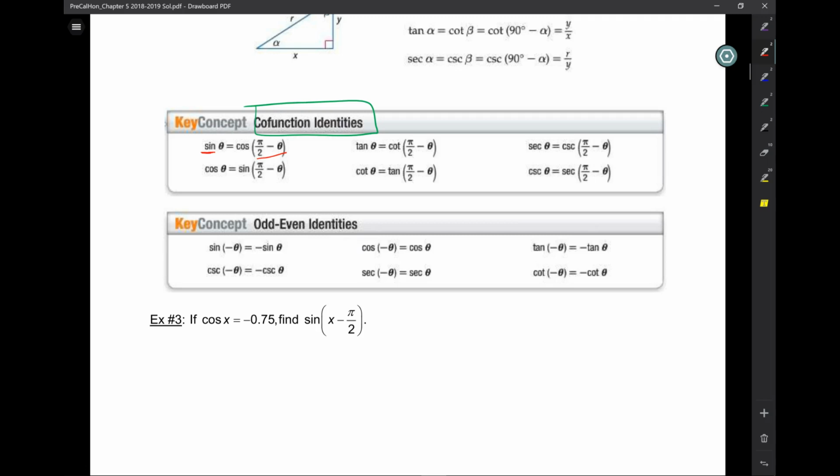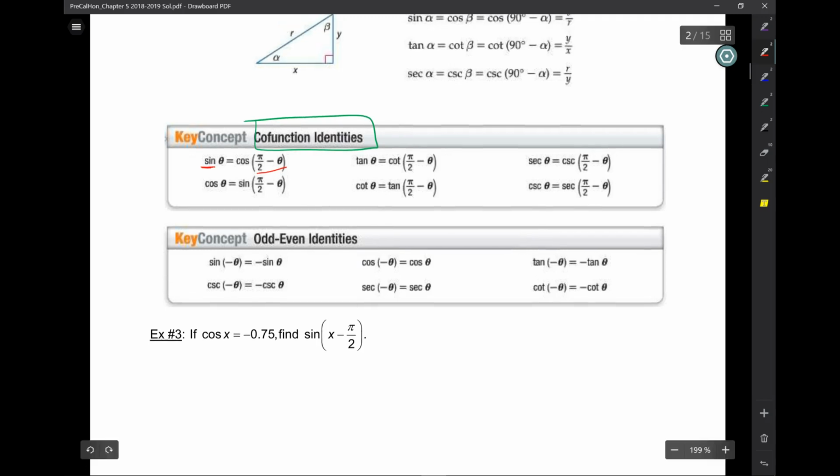Look, we always knew that sine of 30 and cosine of 30 are not the same. They're not. But sine of 45 and cosine of 45, they are the same. Why? Because 45 is the complement of 45. You see it? Because these are actually cofunctions.